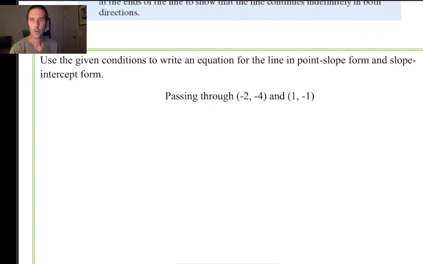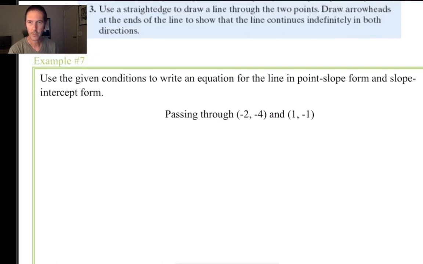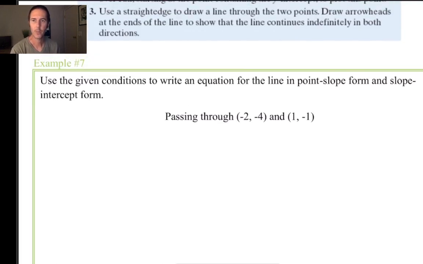In this case, in example number 7, there it is, we're going to use these given conditions to write an equation for a line in point-slope form, and then we'll convert it over to slope-intercept form. If I didn't have these somewhat elaborate instructions, and I just said, write me the equation for a line that passes through these 2 points, how would you know which version of the equation of a line to start with?